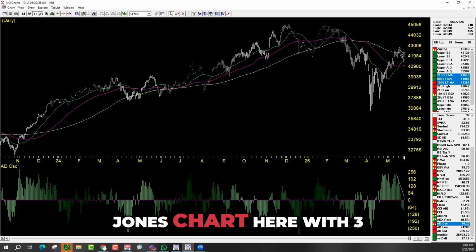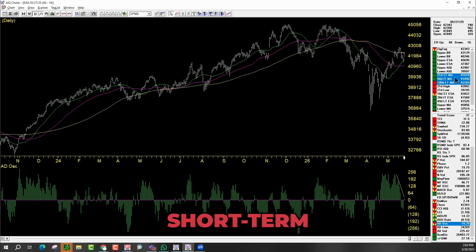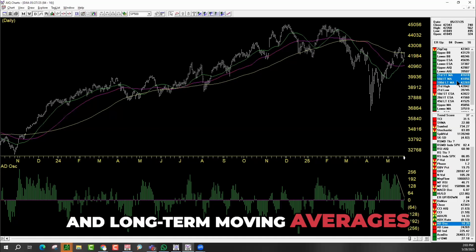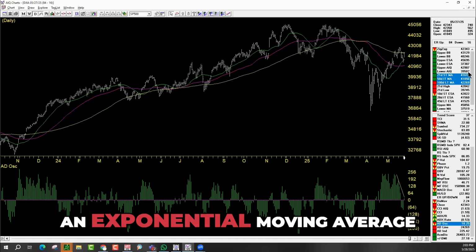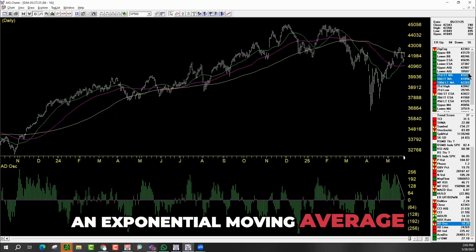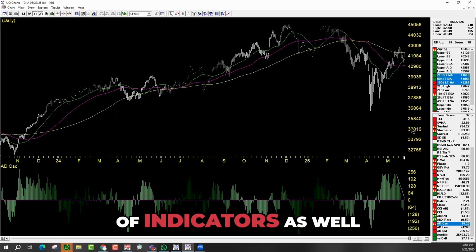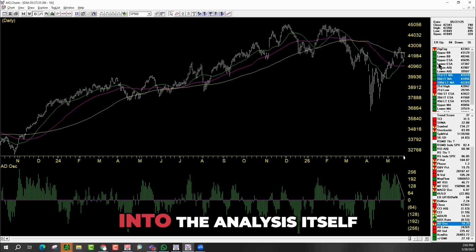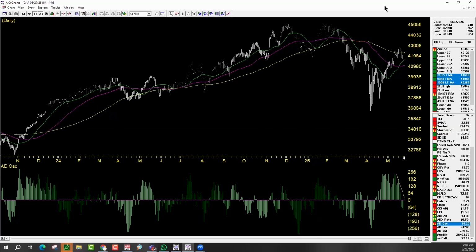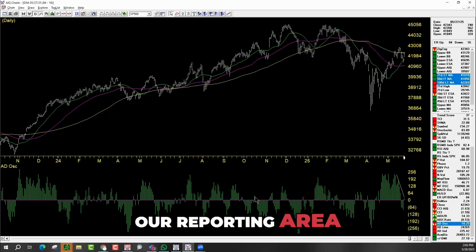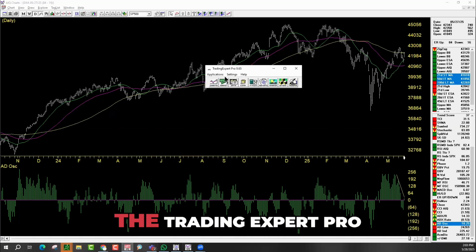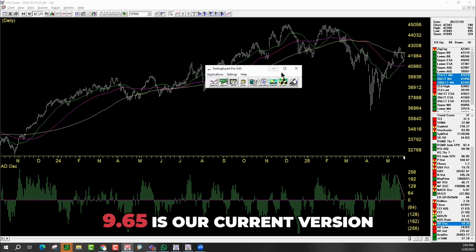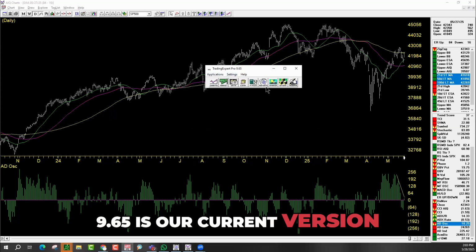This is the Dow Jones chart here with three short-term, intermediate-term, and long-term moving averages, just the arithmetic rather than going for an exponential moving average. And we'll look at a couple of indicators as well when we dive deeper into the analysis itself. So what we're going to do is just jump into our reporting area. As I was saying, for those of you who are not familiar with what we do here, the Trading Expert Pro 9.65 is our current version.